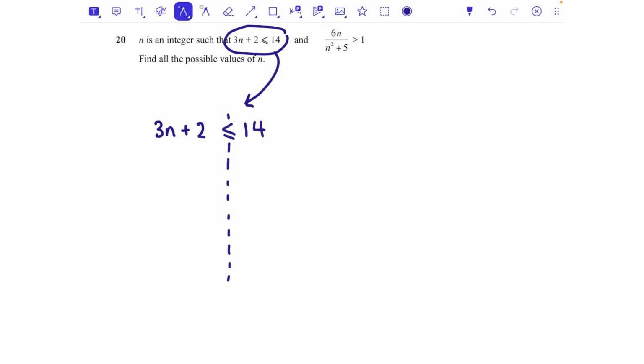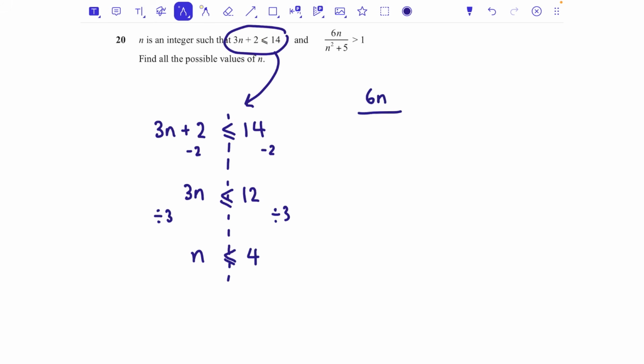And I'm going to start by taking away 2 from both sides. So 3n is less than or equal to 12, and then I'm going to divide by 3. So n is less than or equal to 4. So that was the nice straightforward bit. That's the linear inequality. We know that n has to be less than or equal to 4 to satisfy that inequality. Now let's look at the other one.